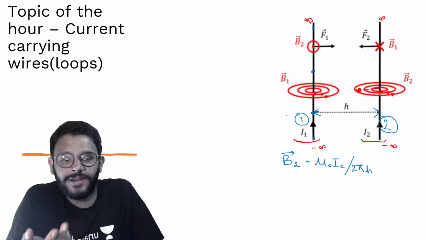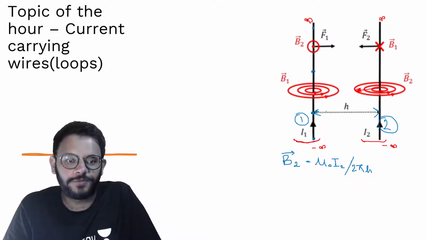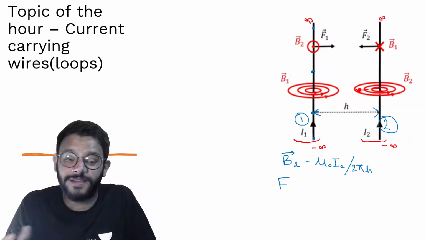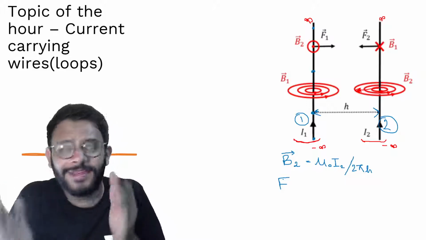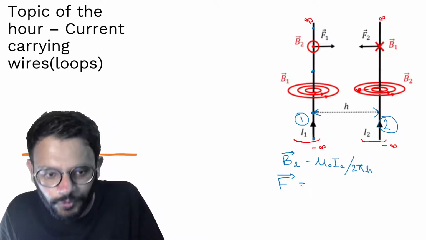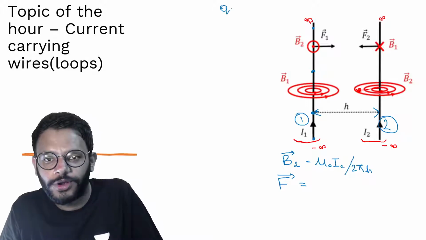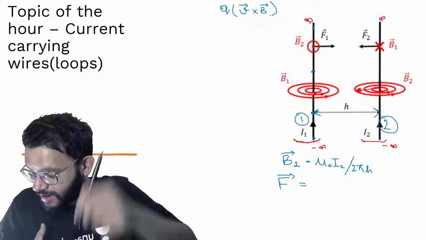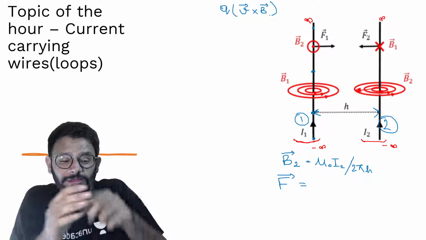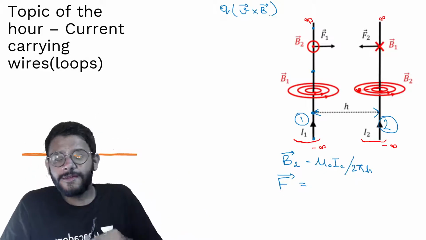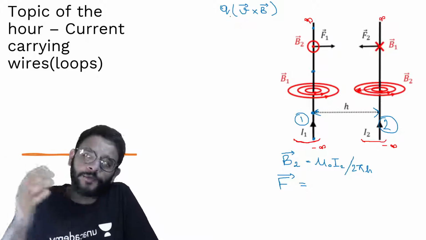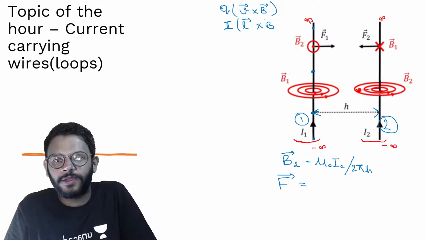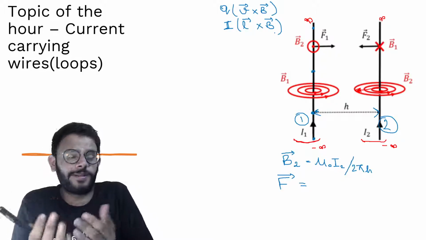Since I have the magnetic field acting at this point because of the second wire, I also know that the force experienced by a current carrying conductor or a current carrying element is given by the Lorentz force law, which was Q into V cross B. Over here we don't have a charge, we have a current carrying conductor, and that current carrying wire is going to experience a force throughout its length, and instead of the charges I'm going to use current into L cross B. It's the same thing but just written in a different form.